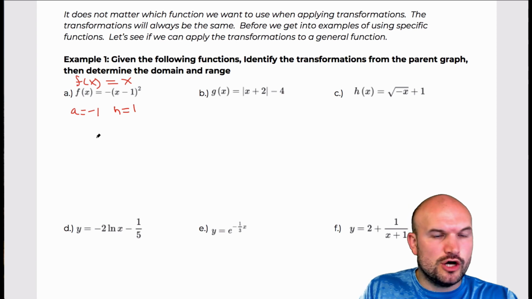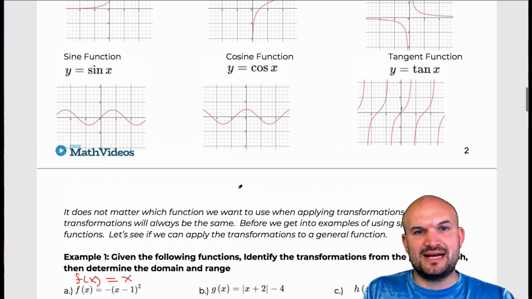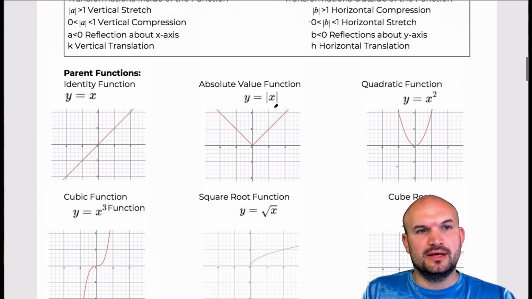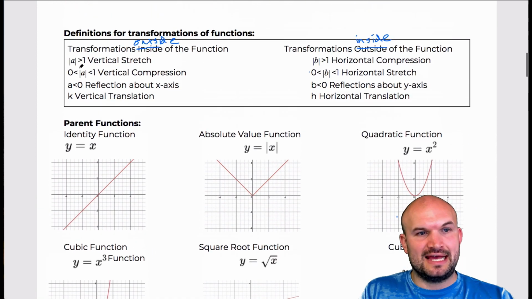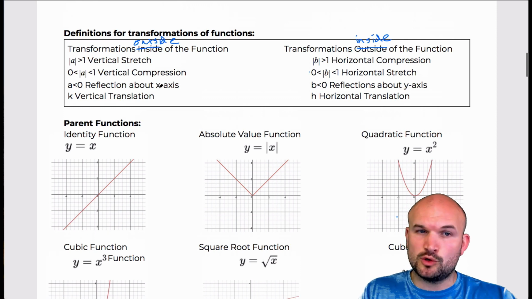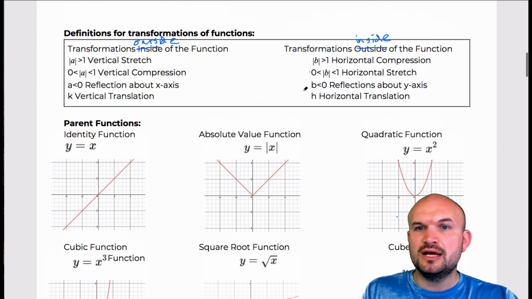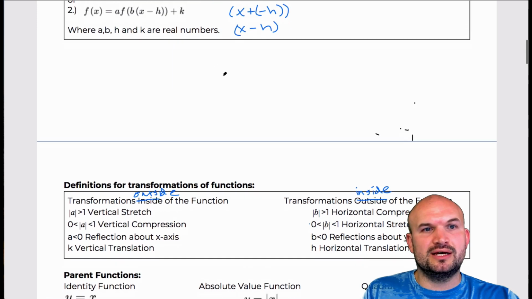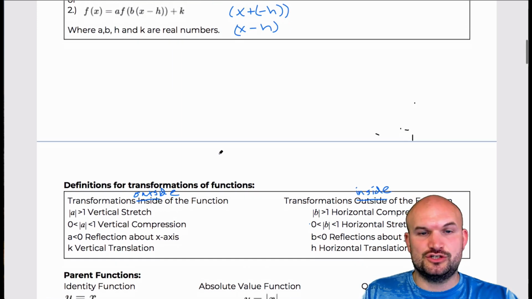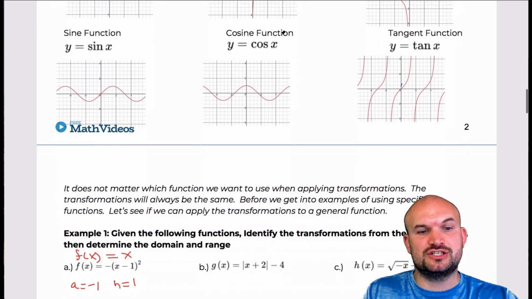So now that I know that my a is -1 and my h is 1, I go back to my definitions and reference them. When a is less than 0, it's a reflection. The magnitude of a is actually equal to 1, so it's not going to be a vertical stretch or compression, but it's going to be a reflection about the x-axis. And then my h is my horizontal transformation. Just remember that the formula is x minus h, and that's exactly what I had. I had x minus 1, so therefore h is equal to 1.